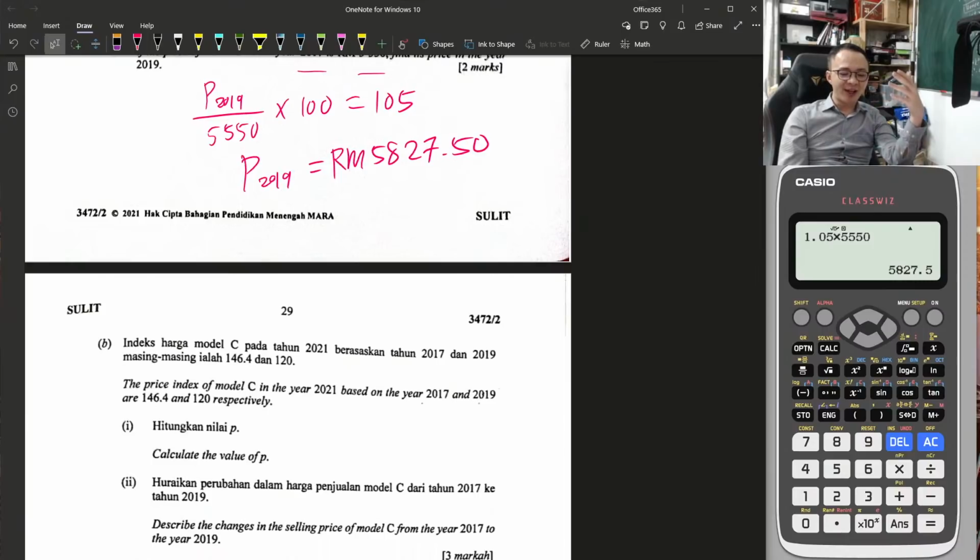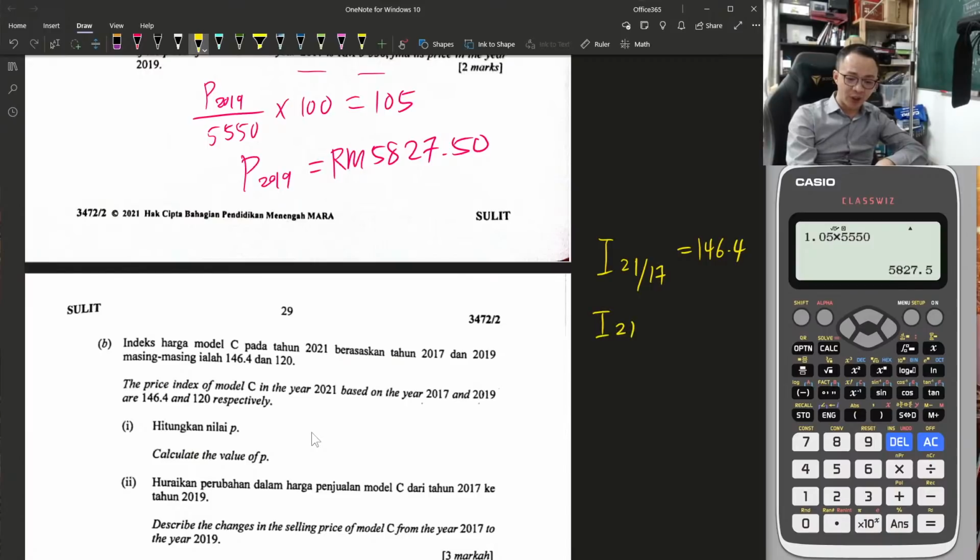The price index of model C in the year 2021 is based on 2017 and 2019. So right now you have two index numbers. The first index number, I write in short form now, is 2021 based on 17 equals 146.4, and 2021 based on 19 is 120. This is what the question tells me. Find the value of P.